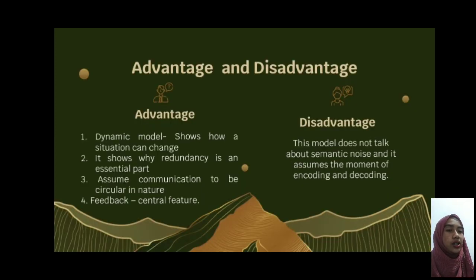And there are advantages and disadvantages of Schramm's model. The first one is advantages. It is a dynamic model that shows how a situation can change. The second, it shows why redundancy is an essential part. The third, it assumes communication to be circular in nature. And the last, feedback is a central feature. And then the disadvantages: this model does not talk about semantic noise, and it assumes the moment of encoding and decoding.